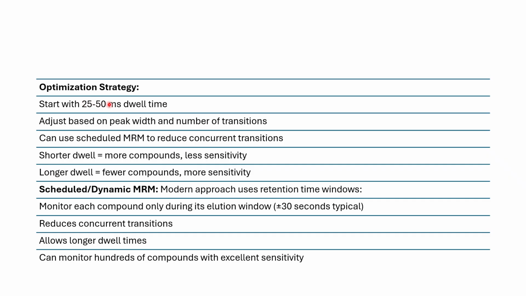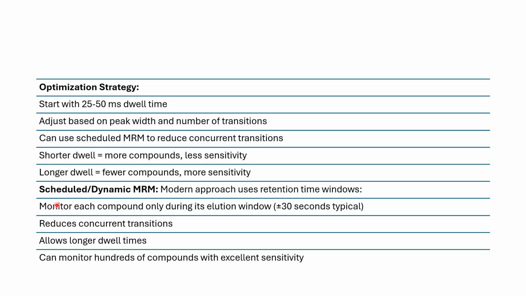Now let's talk about dwell time optimization strategy. So typically start with 25 to 50 milliseconds dwell time, and you need to adjust it depending on your peak width and number of transitions. You can always go with scheduled MRM to reduce concurrent transitions. Always remember, shorter dwell time means more compounds but less sensitivity. Longer dwell time will give you fewer compounds but more sensitivity.